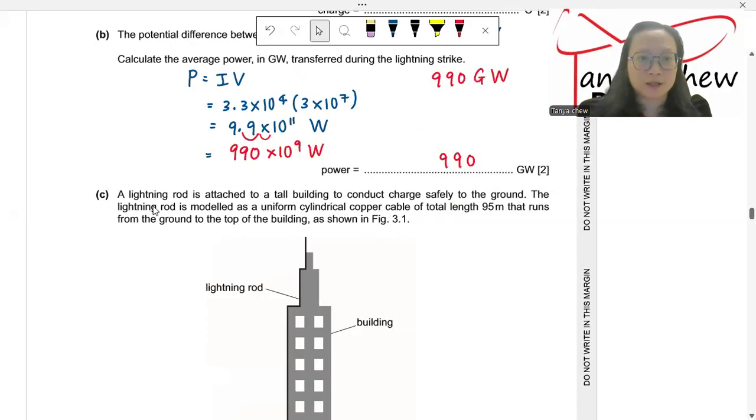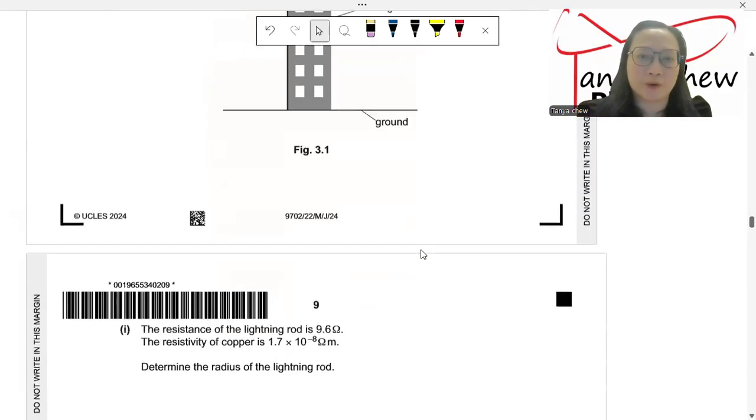C, a lightning rod is attached to a tall building to conduct charge safely to the ground, which is very true because that is one of the safety precautions that we take, to protect the tall building from being struck by the lightning. So the lightning rod is modeled as a uniform cylindrical copper cable of total length 95 meter that runs from the ground to the top of a building as shown in fig 3.1.